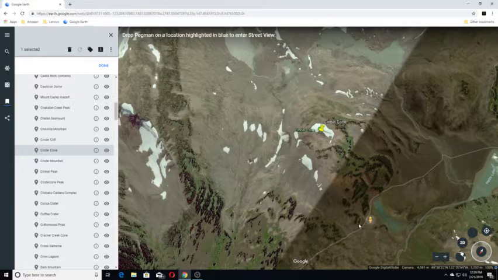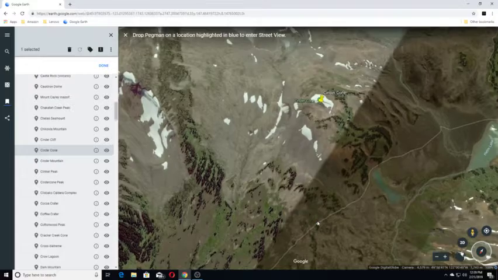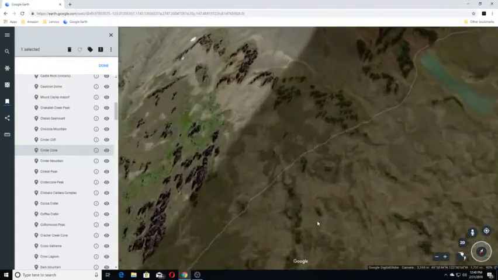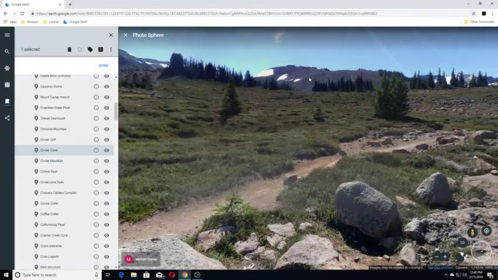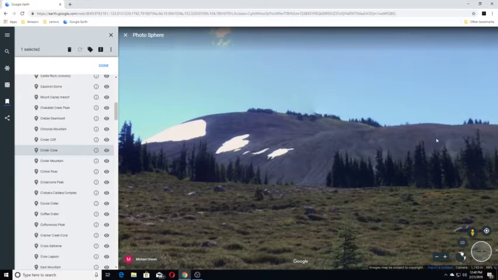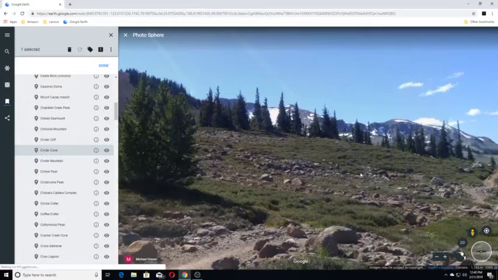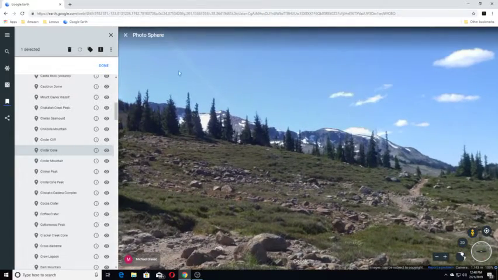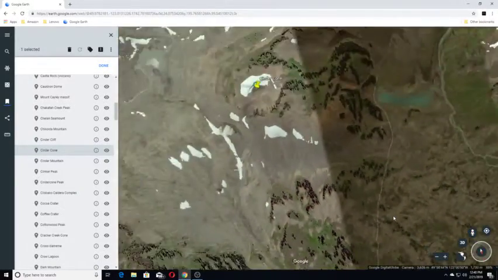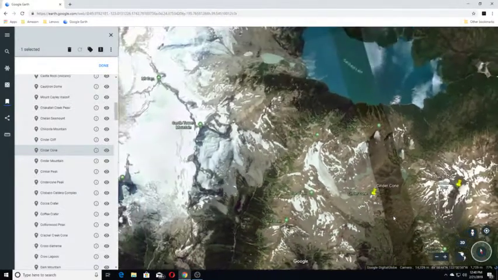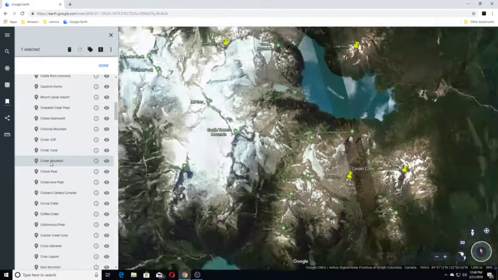And we're going to get a view here. So we're going to go right here. And if we look right over here, this is Cinder Cone. And that's really pretty. Moving on to the next one is Cinder Mountain.